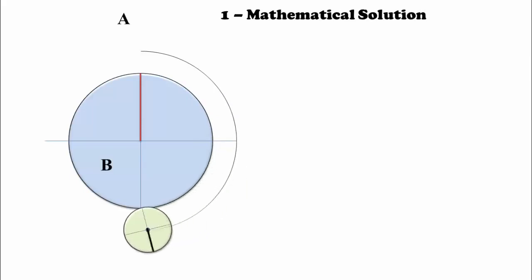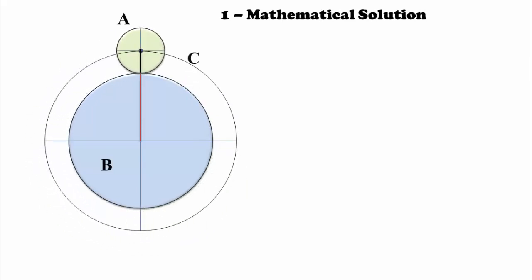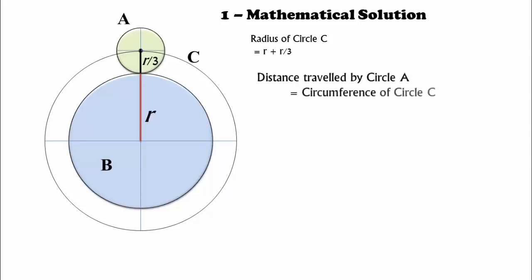When circle A rolls around circle B, its actual distance traveled can be represented as an imaginary circle C, whose radius will be the addition of the radii of circle A and circle B. That's equal to r plus r by 3. The distance traveled by circle A is equal to the circumference of circle C, and that's equal to 2 pi times the radius of circle C.